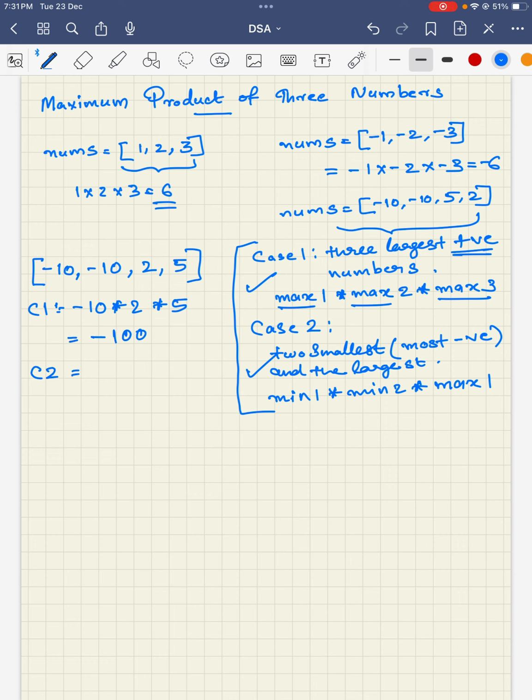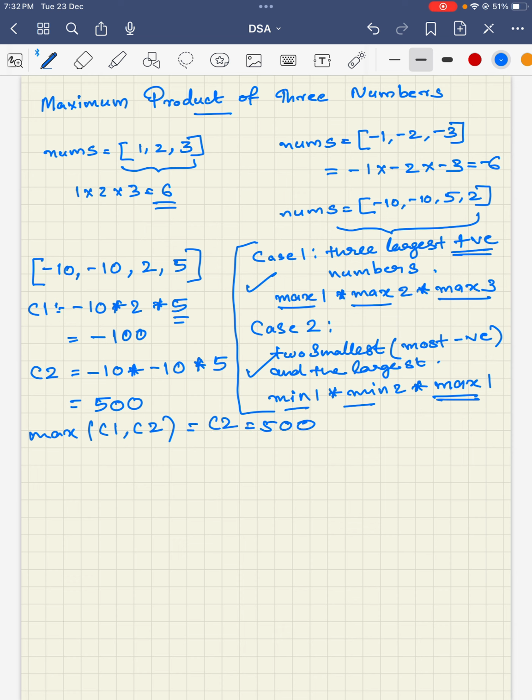And case 2, minimum 1, minimum 2, that is nothing but -10 multiplied by -10 and maximum 1. Here it is 5. So in this case it would be 500. So out of that, the maximum among C1 or C2 would be your answer. Here it is C2, so that is 500. There can be another example if all are positive. In that case, C1 would work. So how can we code it and solve it?